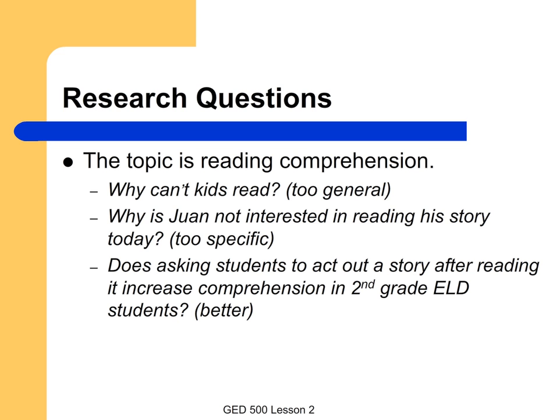So let's look at a couple of examples of this. The first example, let's look at a very general question. Why can't kids read? Pretty general, right? We don't know what the context is. Which kids are we talking about? What age are they? What grade level are they in? What are we trying to see about their reading? Is it comprehension? Is it fluency? Is it sight word reading? We don't know. So we have too many other questions from this one broad question. So now let's look at one that's too specific. So why is Juan not interested in reading his story today?